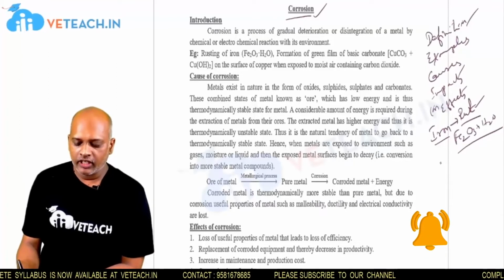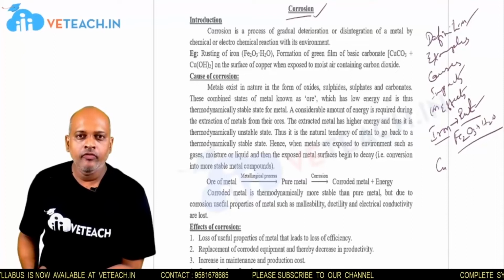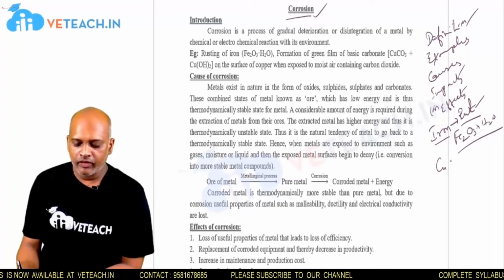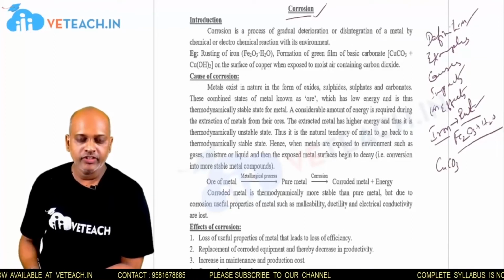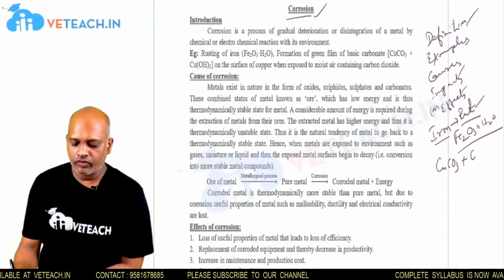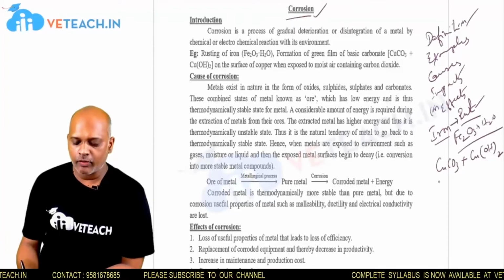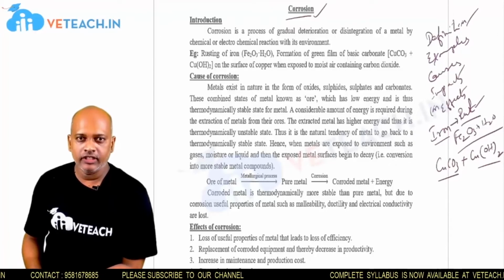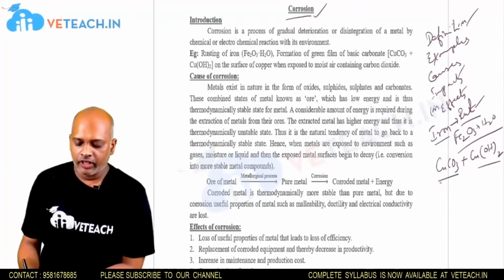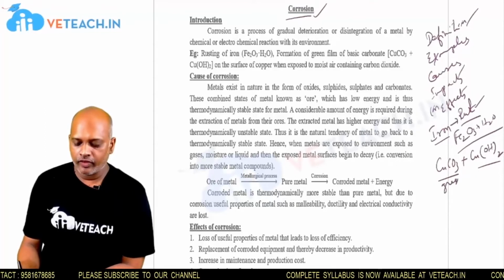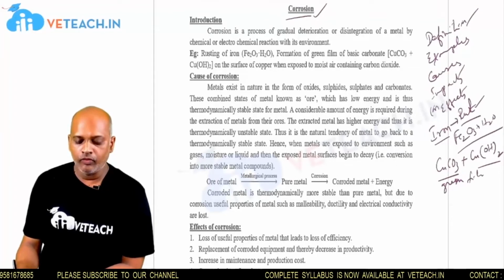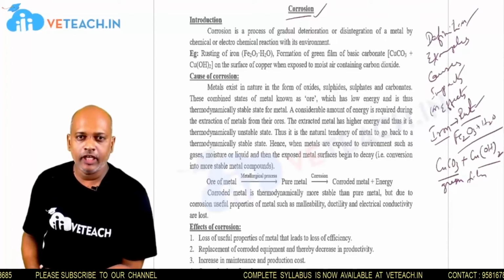Next, copper metal also undergoes corrosion. When copper metal is exposed to atmospheric conditions, it forms a mixture of CuCO3 and Cu(OH)2, that means copper carbonate and copper hydroxide. This is a green colored film on the surface of the copper metal.